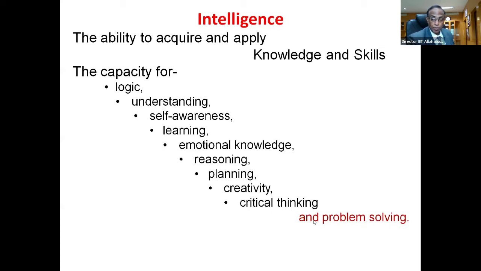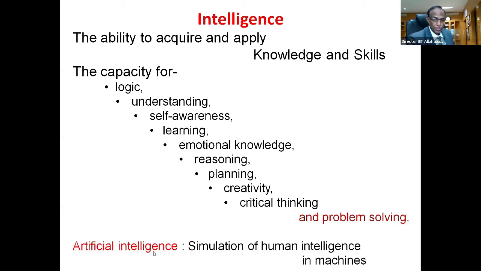Can the machine also simulate this natural intelligence of the human being? Then can the machine learn on its own to do that? So artificial intelligence is a simulation of human intelligence in machines. In fact, the phrase artificial intelligence has become very popular, very catchy, but unfortunately, it is not the correct representation of the subject. It is not artificial intelligence. It is simulation of human intelligence.